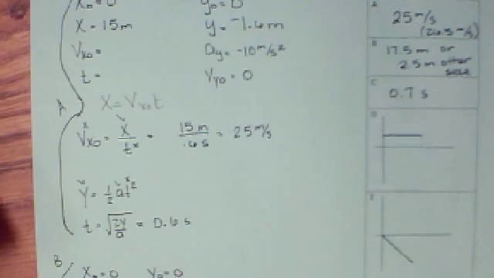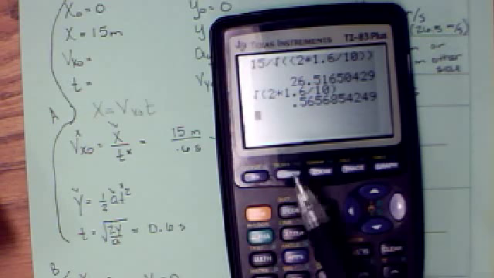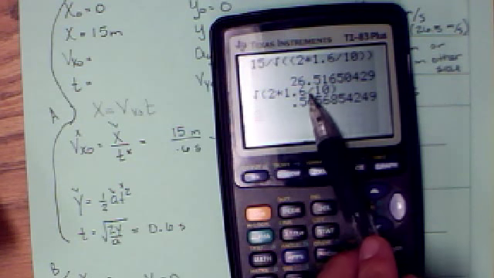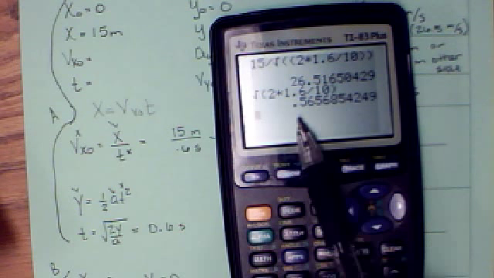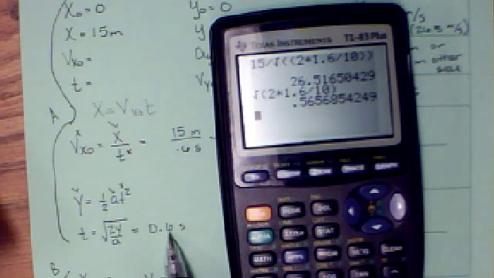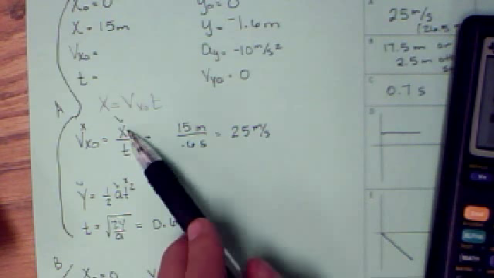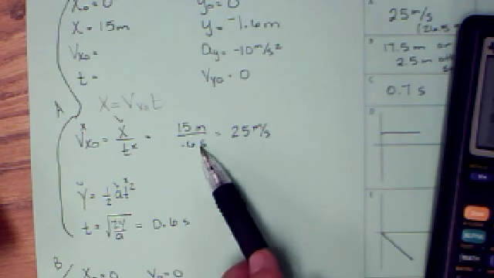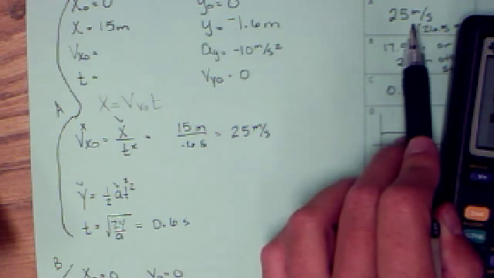And if I plug this into my calculator, I just want to show you the square root of 2 times y divided by a. I drop the negatives because they're going to cancel out anyway. I get this for my time. And so I rounded my time to 0.6. Then I took my time back up here. My x divided by my t gave me 25 meters per second. That is an acceptable answer.